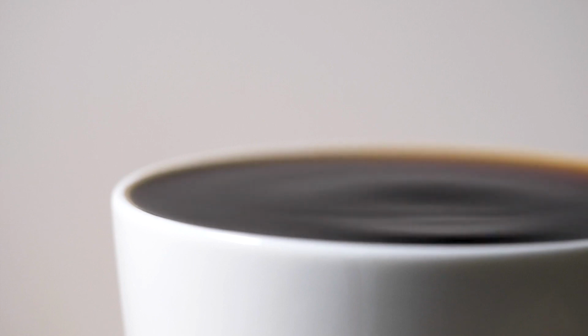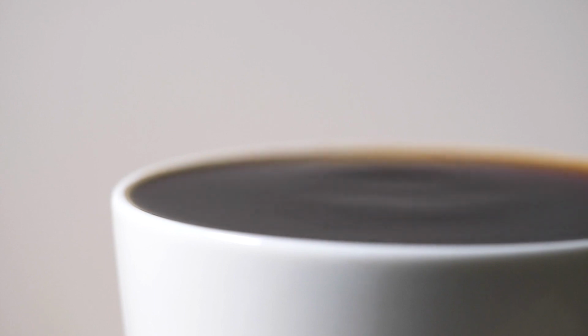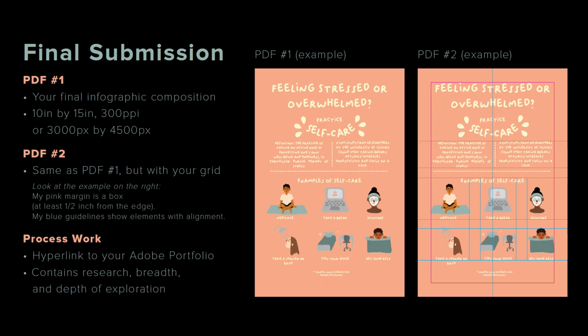You are submitting two PDF files and a link to your process work on your Adobe portfolio. PDF number 1. This is your final composition. It's 10 inches by 15 inches and 300 ppi. Or just make sure your final composition is 3000 pixels by 4500 pixels.